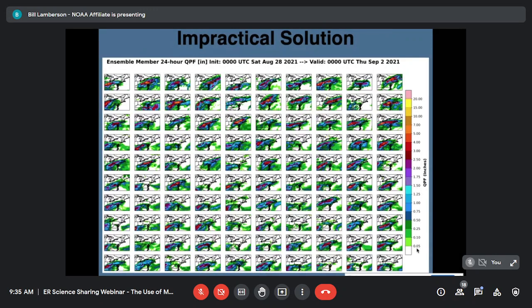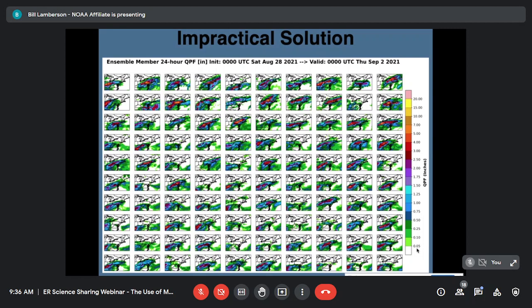So the impractical solution would be to look at all ensemble members. And just to illustrate that, I have a plot of all 100 global ensemble members that go into the NBM. So we have the European with 50 members, the GEFS with 30 members, and the Canadian with 20 members. Obviously, looking at this is very impractical with forecasters working under kind of strict time constraints.